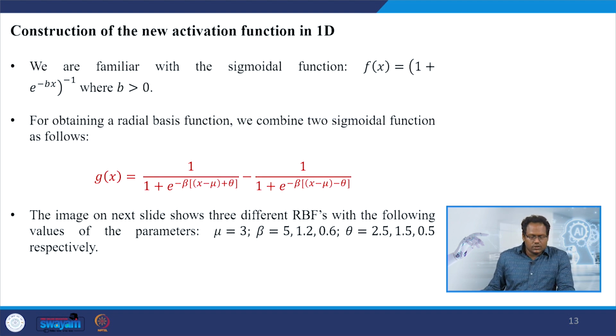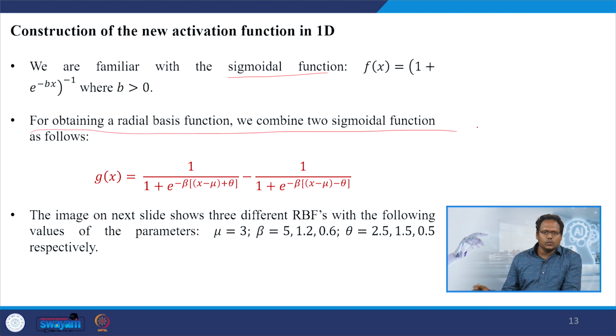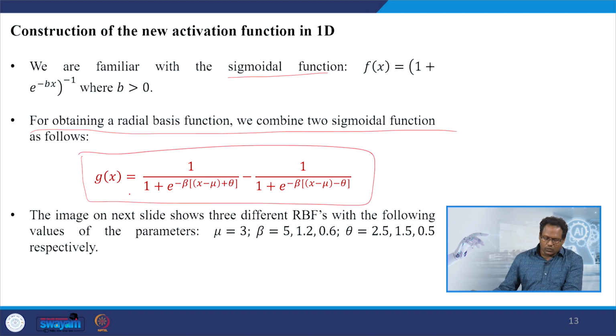Now, coming to the construction of a new activation function in one dimension, we are now familiar with the sigmoidal function, which is given by 1 over 1 plus e power minus bx, where b is greater than 0, that is the common sigmoidal function. And for obtaining a radial basis function, we combine two sigmoidal functions as follows, given by g of x. g of x equals 1 over 1 plus e power minus beta times (x minus mu plus theta), minus 1 over 1 plus e power minus beta times (x minus mu minus theta).